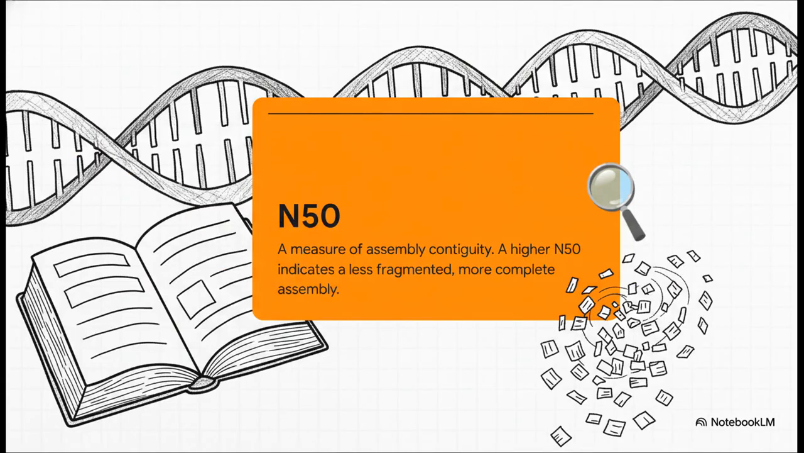So how do we measure that quality? Well, one of the key stats is something called N50. Think of it like this. Would you rather have a book broken into 10 long, complete chapters or 10,000 tiny scraps of paper? A high N50 value means your genome is assembled into big, useful chunks, more like chapters and less like confetti. It tells you your assembly isn't hopelessly fragmented.